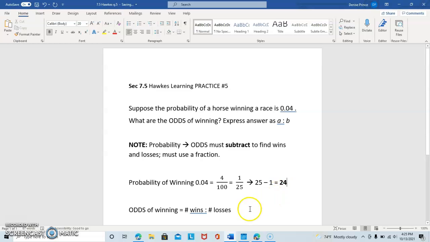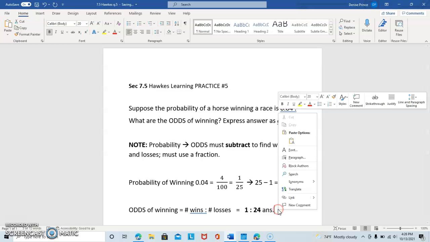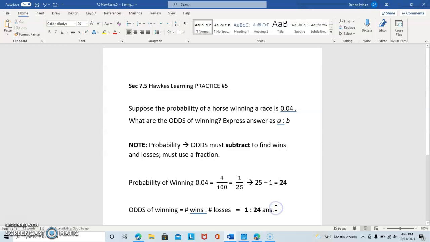24 losses. And if we compare that to the number of wins, well, we expect this horse to win 1 time out of 25, which would be 1 win compared to 24 losses. 1 win for every 24 losses. Those are the odds of this horse winning a race, 1 to 24. Final answer.